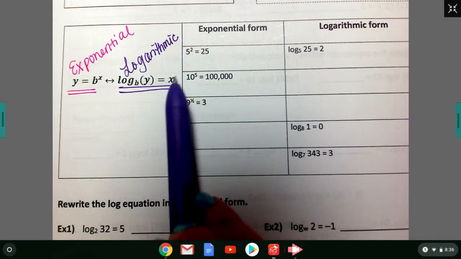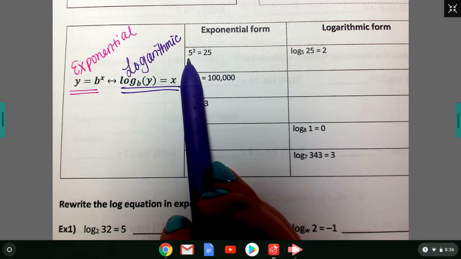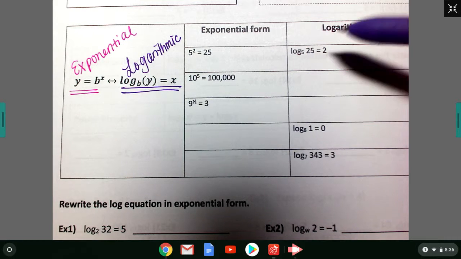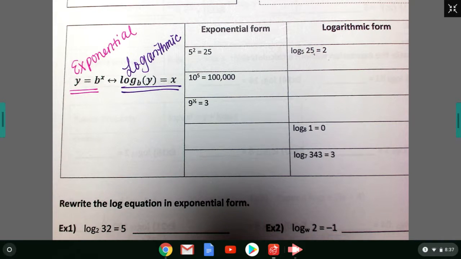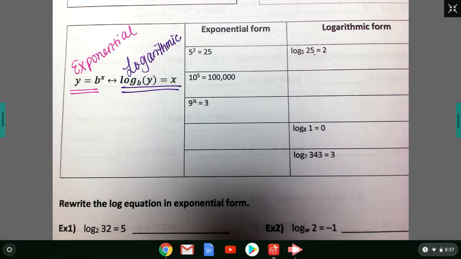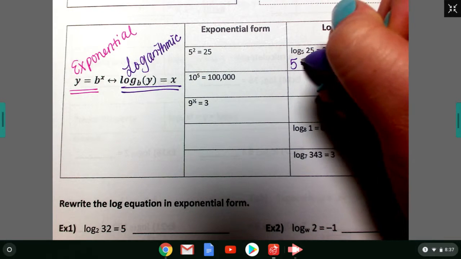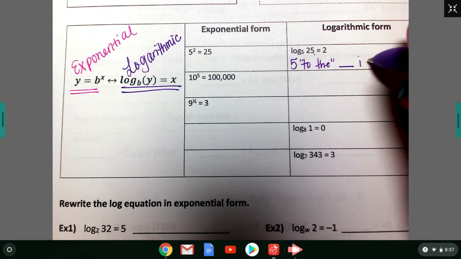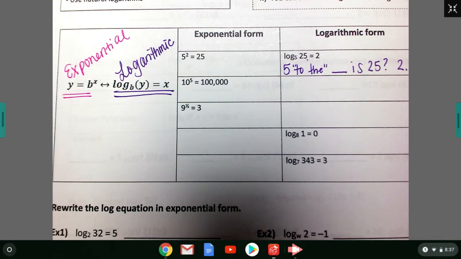So the first one's done for us. We had 5 to the second is 25, a fact that we know. And then we took 5 was the base, so that came down here. Log base 5 of 25 is 2. So what it's really saying is 5 to the what is 25, is kind of how I like to think of this. So that's kind of another way to think of these. 5 to the what is 25, and it's 2.